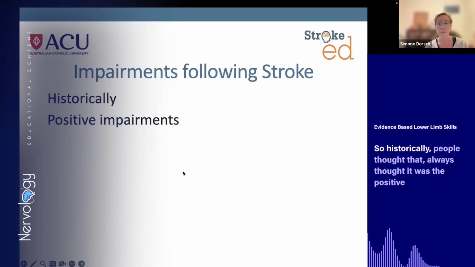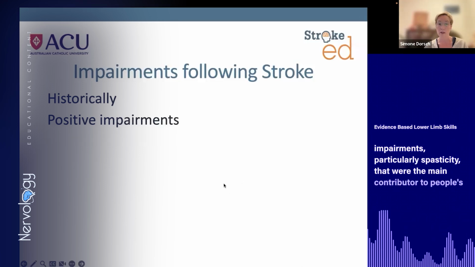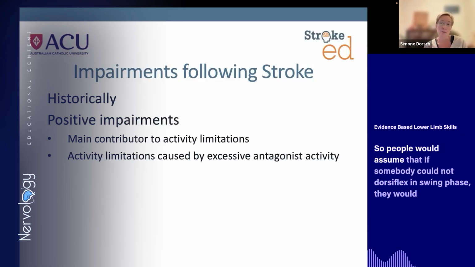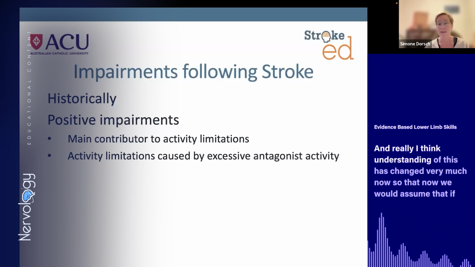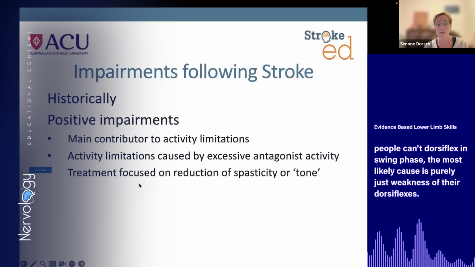So historically, people always thought it was the positive impairments, particularly spasticity, that were the main contributor to people's activity limitations. So people would assume that if somebody could not dorsiflex in swing phase, it was because of spasticity in the plantar flexors. I think understanding of this has changed very much now, so that we would assume that if people can't dorsiflex in swing phase, the most likely cause is purely weakness of their dorsiflexors.